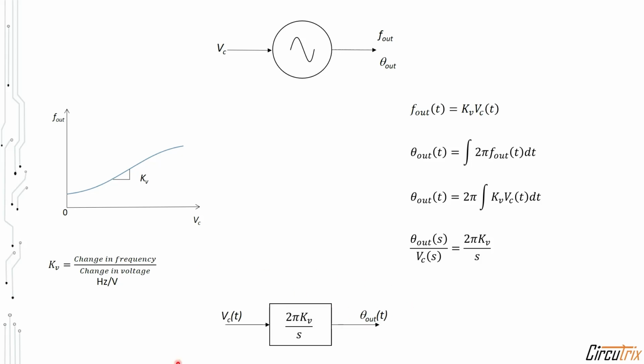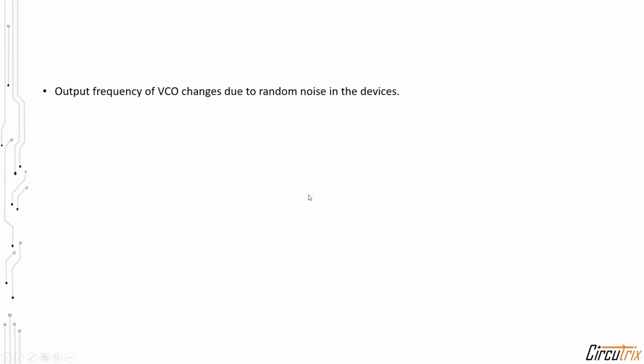So this is the transfer function, or the block diagram, of the VCO with input as control voltage and output as the phase. Now we can see from the transfer function that it has a pole at the origin. So the VCO is actually an integrator. Okay, so now we have an oscillator which can generate an output frequency and can also be controlled using a control voltage. This is called a voltage controlled oscillator, or VCO.